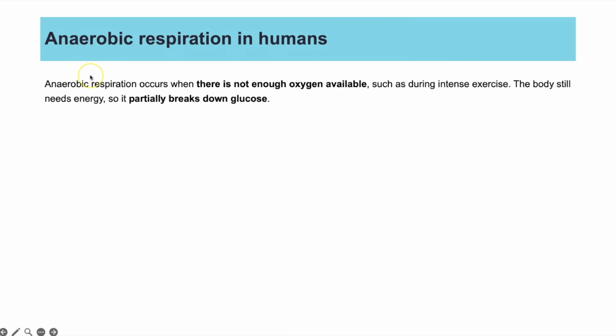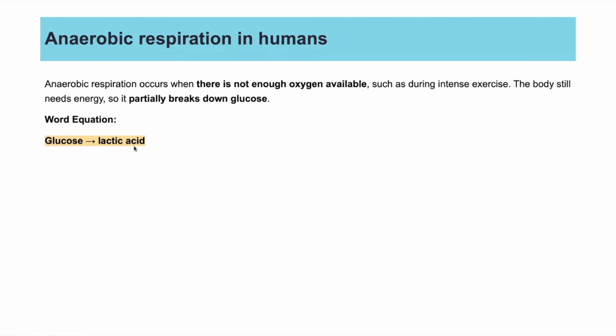And that's why anaerobic respiration begins, because you still need energy, but you don't have enough oxygen available. And that will then result in glucose being partially broken down. The word equation for this is really short. Glucose is partially broken down, and the only product is lactic acid.